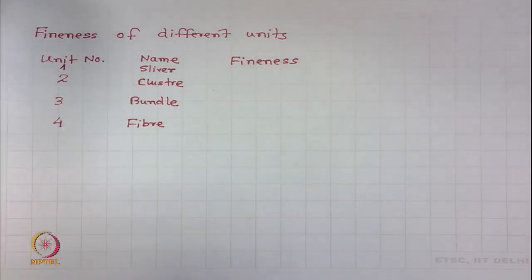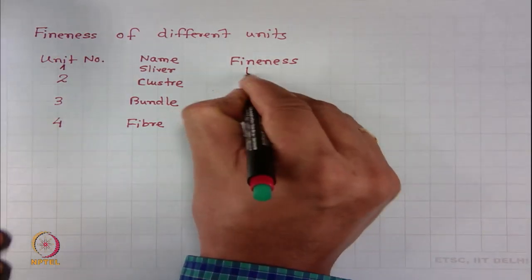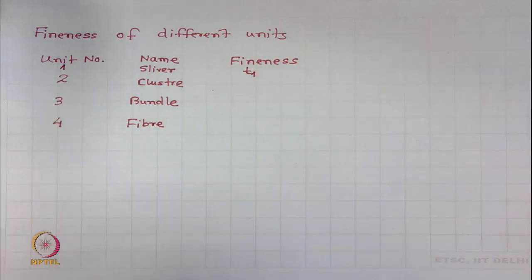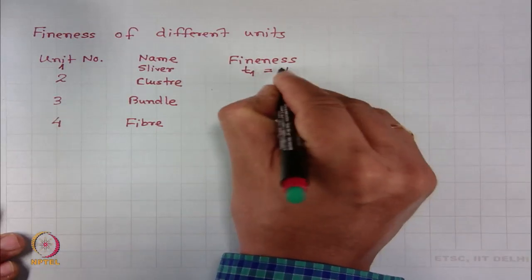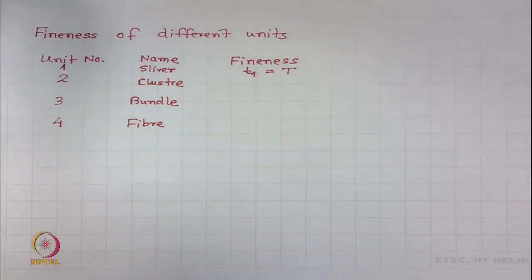Fineness. So, fineness of sliver, let us write T subscript 1. T stands for fineness and 1 stands for unit. So, basically fineness of sliver, we generally denote it by capital T. So, T1 is capital T here.